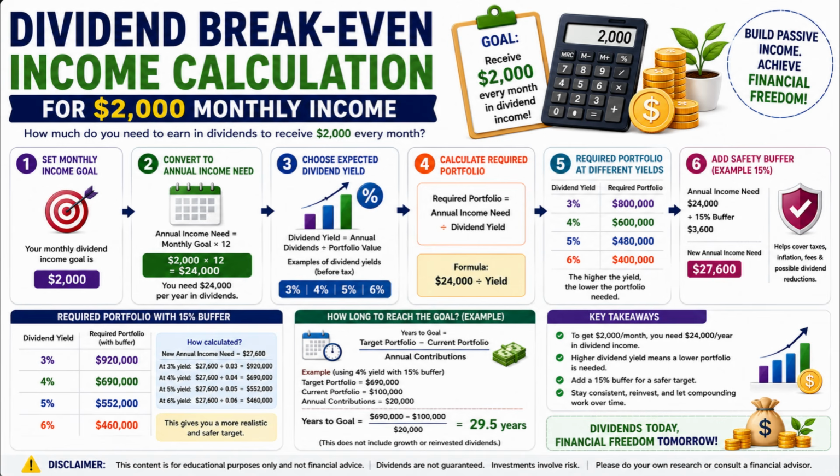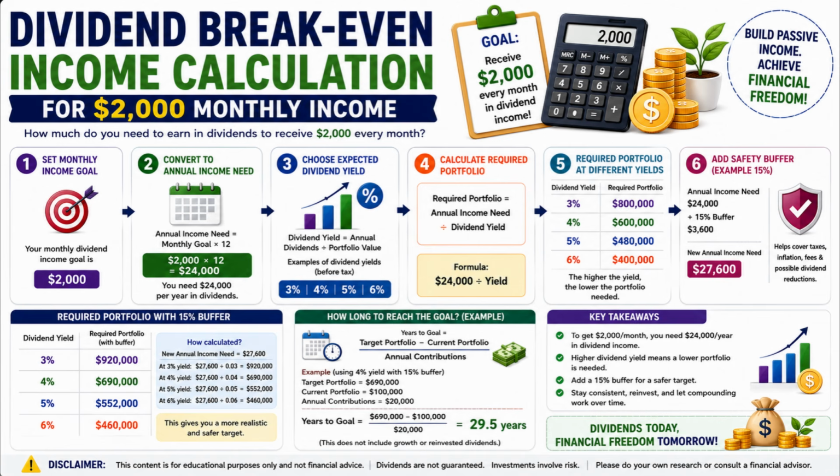Then, calculate the required portfolio using the core formula. The required portfolio equals annual income need divided by dividend yield. In this case, the calculation is $24,000 divided by the chosen yield. Now, look at the portfolio needed at different yields.